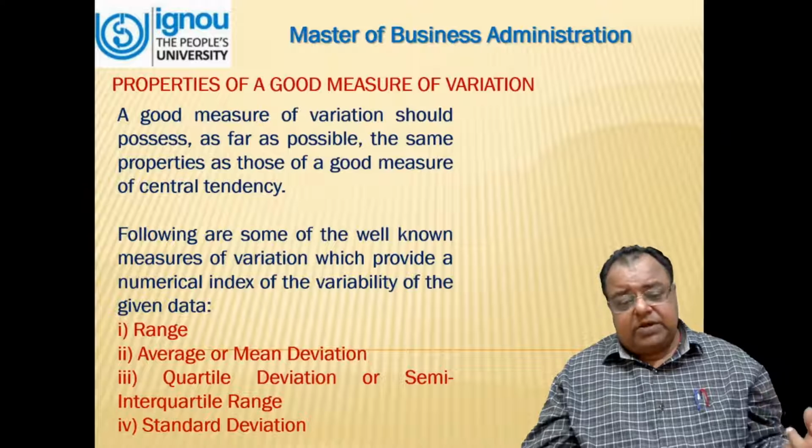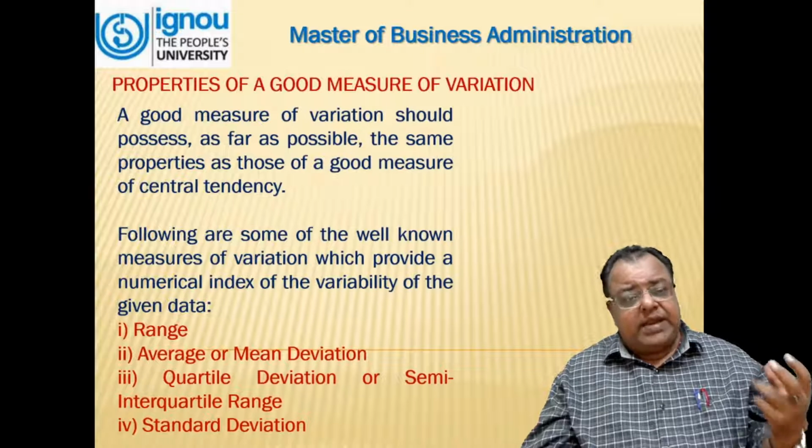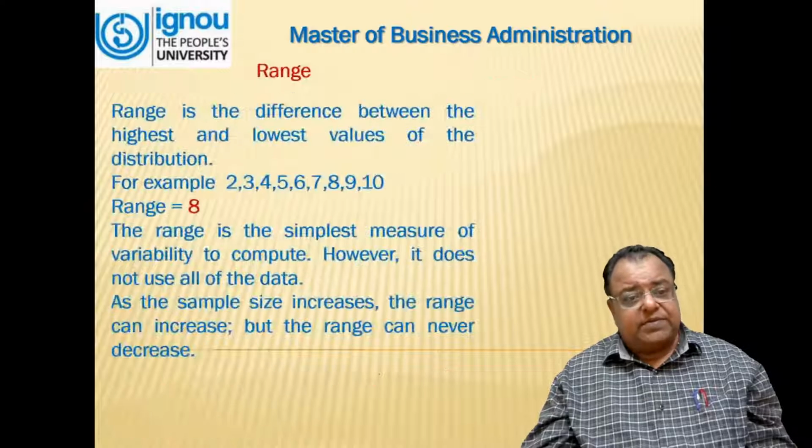Number 1 is range. Number 2 is average or mean deviation. Number 3 is quartile deviation or semi-interquartile range. The fourth one is standard deviation.